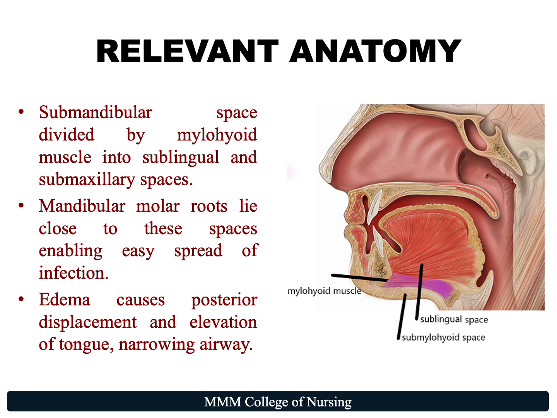Let's look at the relevant anatomy. The submandibular space is divided by the mylohyoid muscle into the sublingual and submaxillary spaces. The mandibular molar roots lie close to these spaces, enabling easy spread of infection. And the edema causes posterior displacement and elevation of the tongue, narrowing the airway, causing the obstruction.